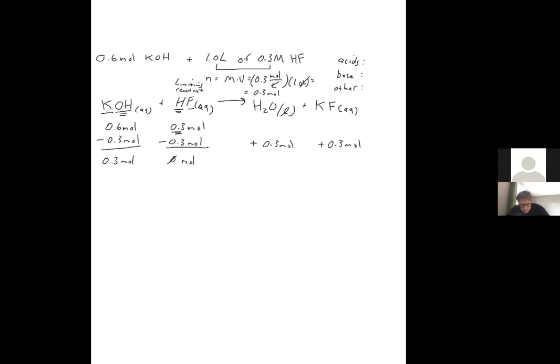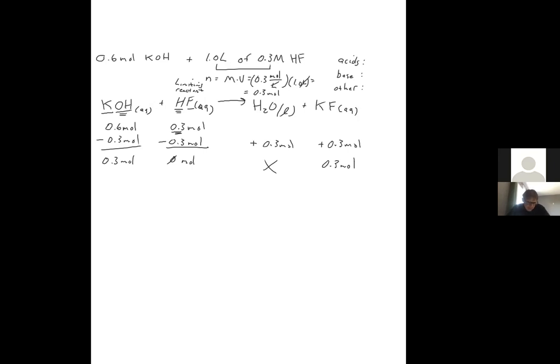Now they say don't worry about the water. They say don't worry about writing out the species for the water. Water is the solvent, so there's going to be a lot of water there anyways, so that's not a big deal. So we don't need to worry about that. I'll just put a little X there. But what about the KF? The KF started off as 0, but it went up by 0.3, so it's now at 0.3 moles.